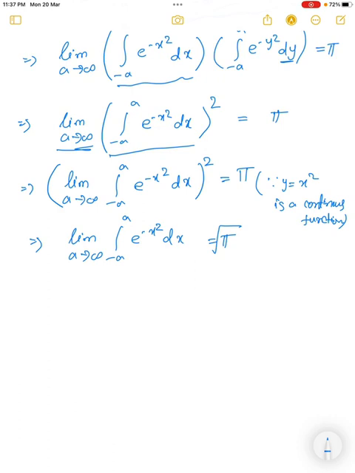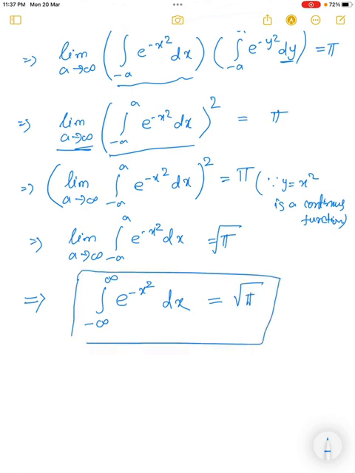So if I apply the limit, what do we get on the left hand side? Finally we are getting the integral from minus infinity to infinity of e to power minus x square dx. This is equal to root over pi. So this is the final answer.